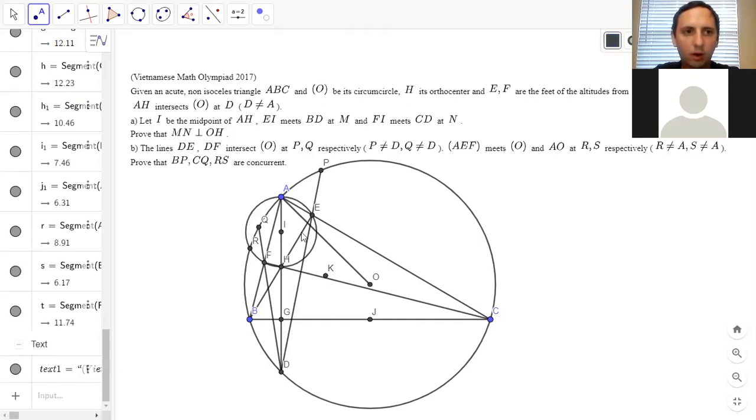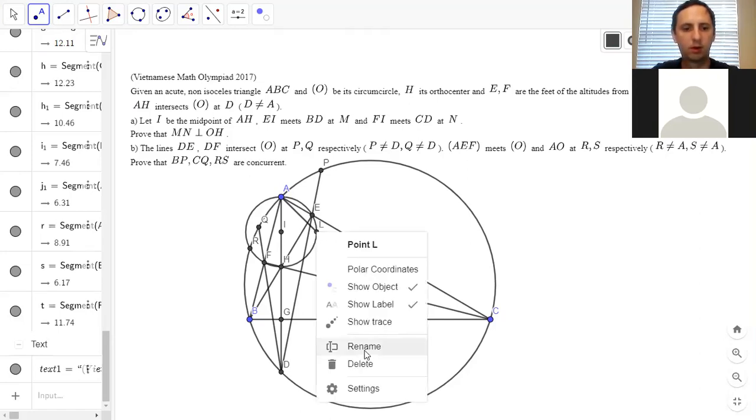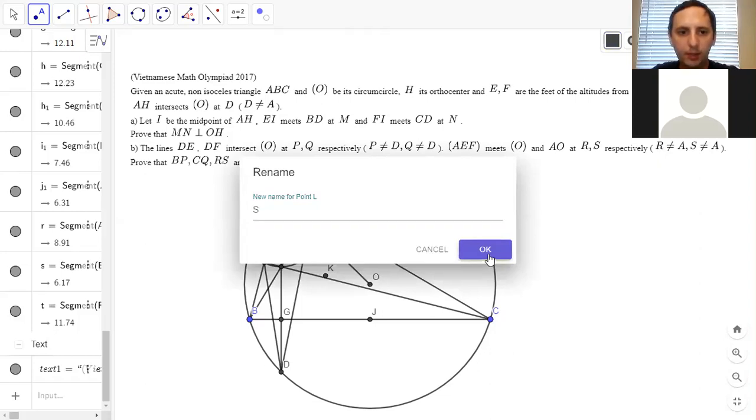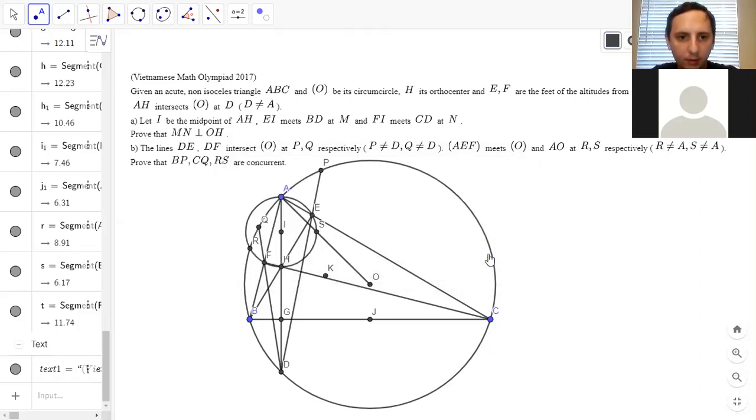So this circle meets AO at point S, and we want to show that BP, CQ, and RS are concurrent. All right.